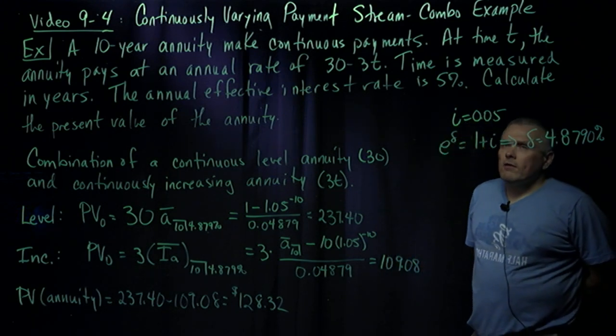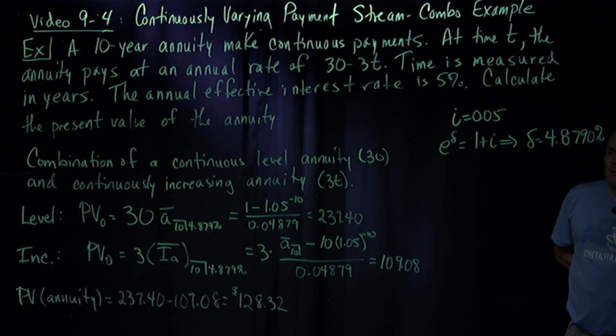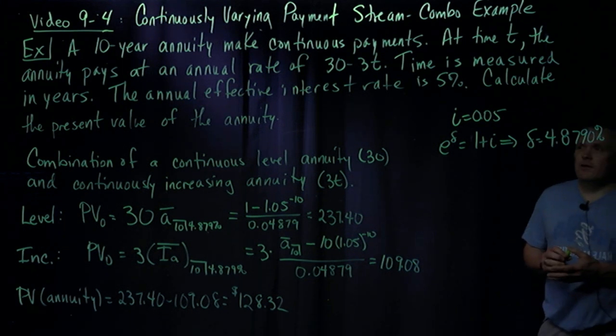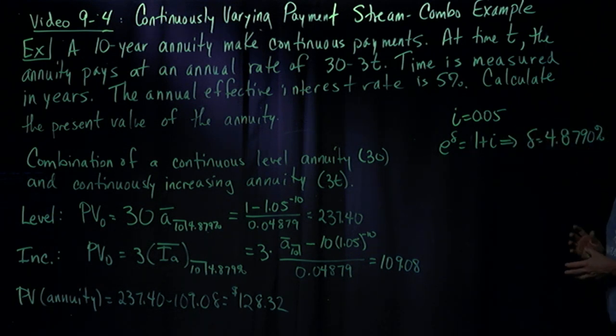Wanted to do one more example here where you can think of the continuous payment stream as the sum of, or difference in this case, of two different payment streams. So again, pause your video, get a chance to write it down, and then we'll have a chat about it.